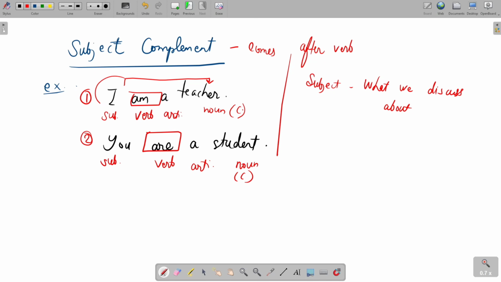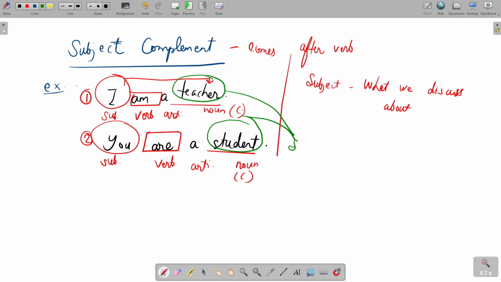This word I is completing its meaning with teacher. This word you is completing its meaning with student. So we can say that if any word is coming after the verb and it is telling about the subject, then this particular word teacher, and here in the second sentence this particular word student, will be called subject complement.